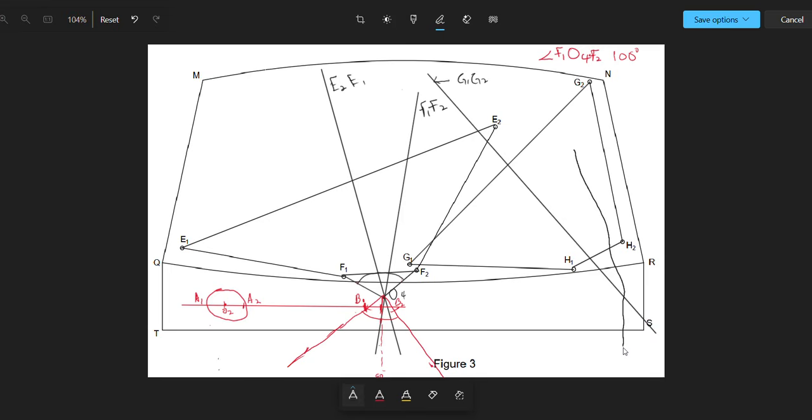The intersection of that line should be somewhere here. Yes. So this is the perpendicular bisector of H1, H2. So where the H1, H2 bisector intersects with the G1, G2 bisector, we are going to call that point O6, following the question. So that intersection should be O6. And now you join H1 to O6, and then you join H2 to O6.